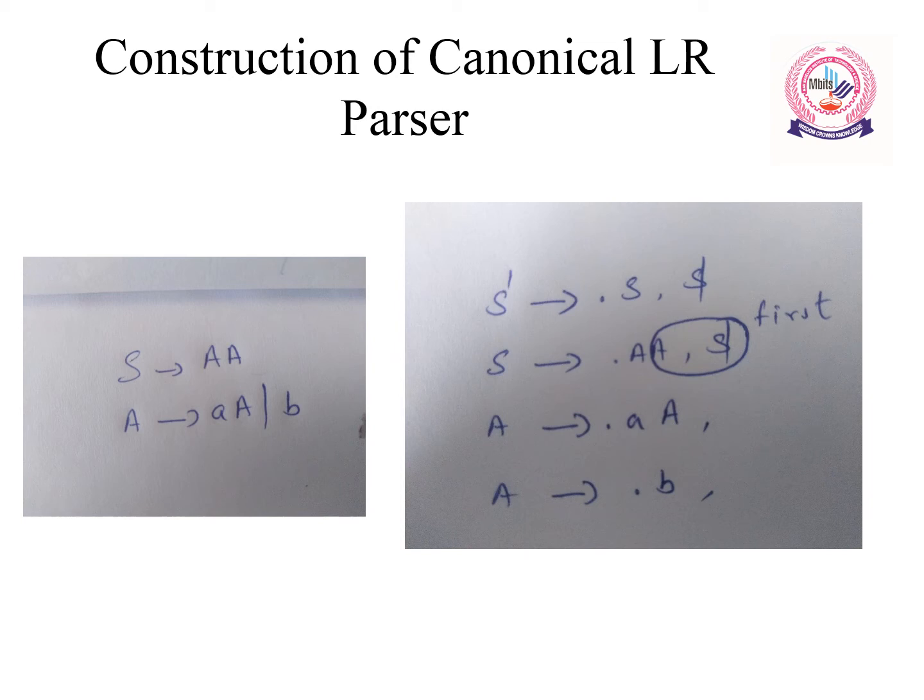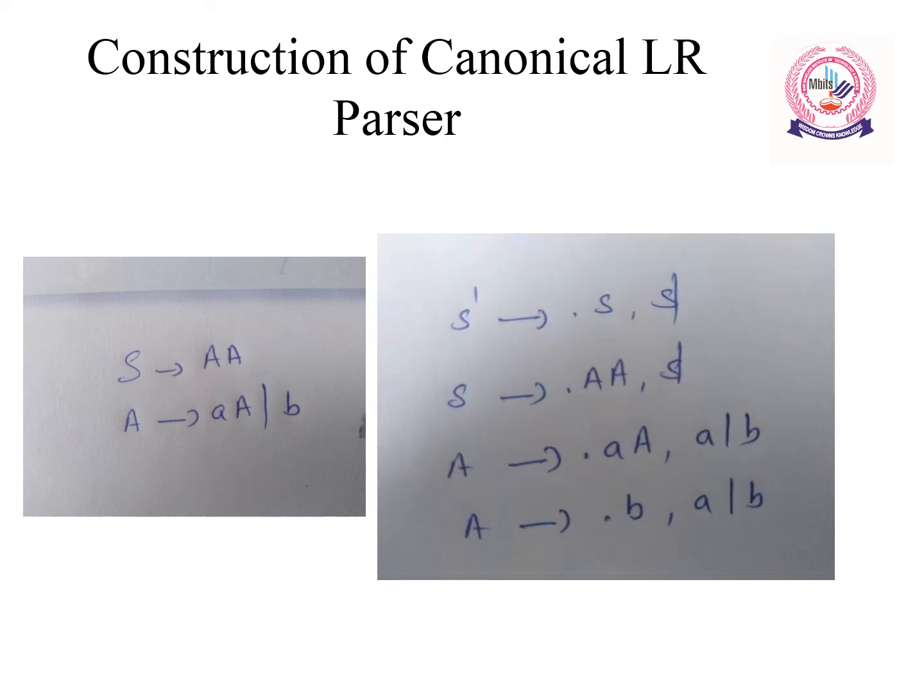In order to identify the lookahead here, we need to identify the first of the symbol that comes after this dot A. So what is first of that symbol? That is first of A. What is first of A? According to this grammar, first of A is small a and small b. So for these two productions, the lookahead will be a or b. I think it is understood.